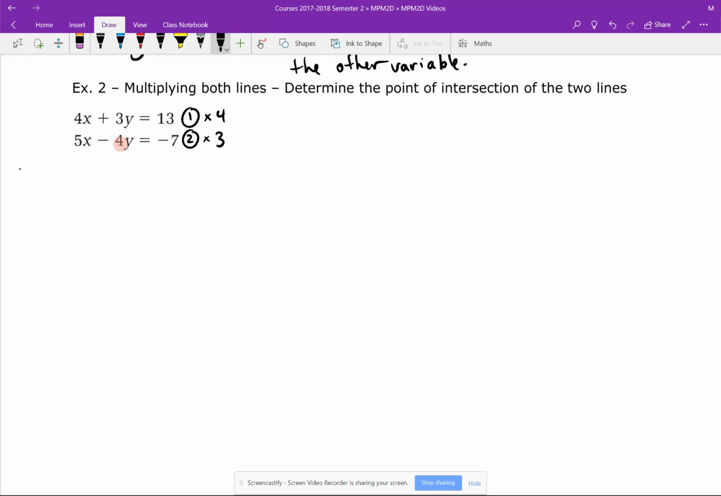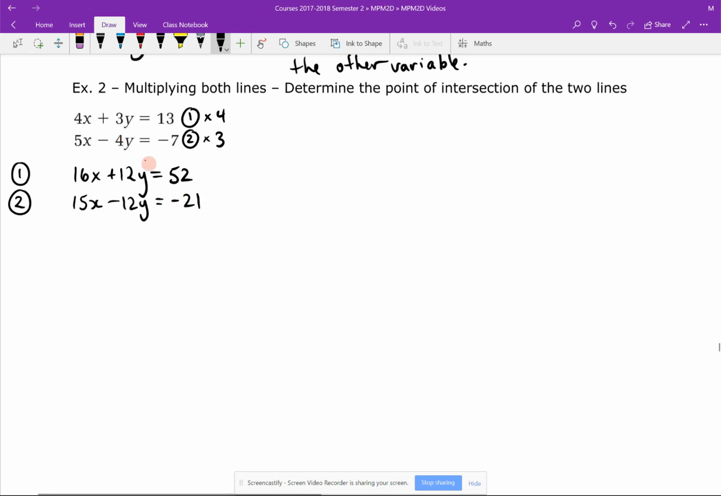So let's do that. So equation number 1. If I multiply it by 4, then 4x becomes 4 times 4, which is 16x. 3 times 4 is 12y equals 13 times 4. So be careful with this one. This is 52. And there's my first equation. My second equation, I'm going to multiply it by 3. So 5 times 3 is 15. So 15x. 4 times 3 is 12. So minus 12y equals negative 7 times 3, which is negative 21.